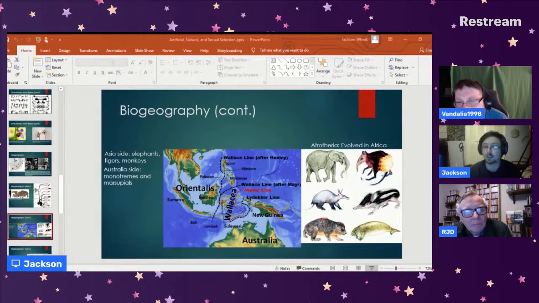And then the other group, the afrotheres, which evolved in Africa and then spread to Asia and Europe and North America later. So you have elephants, elephant shrews, aardvarks, and then RJ mentioned the tenrec, which is native to Madagascar, so it looks like a hedgehog, but is not anywhere closely related to a hedgehog. Hyraxes and manatees. These guys evolved in Africa, filled a whole bunch of niches, and these niches were convergently filled by other groups on other continents.